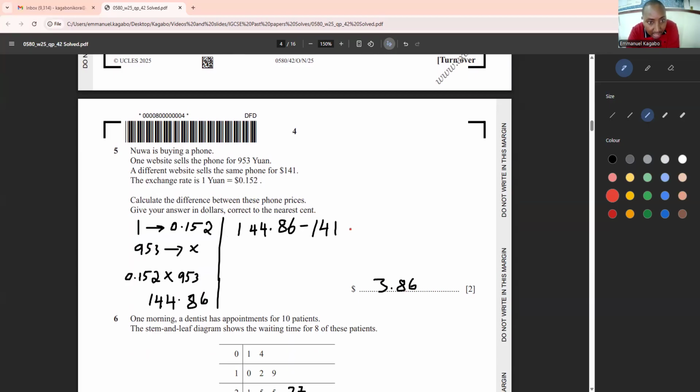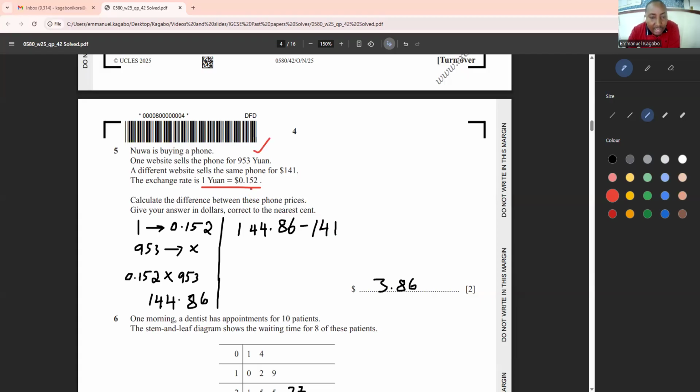One website sells the phone for 953 yuan, the Chinese currency. A different website sells the same phone for $141, and the exchange rate is given by that. Then the question is, calculate the difference between these phone prices. Give your answer in dollars.